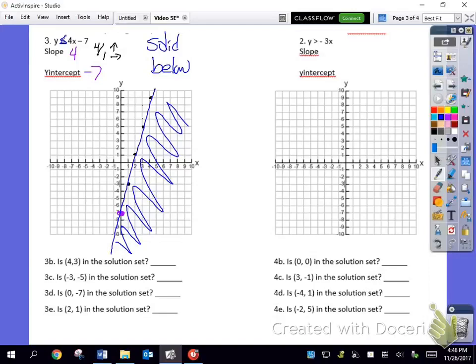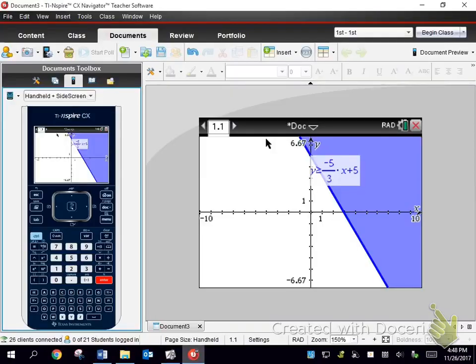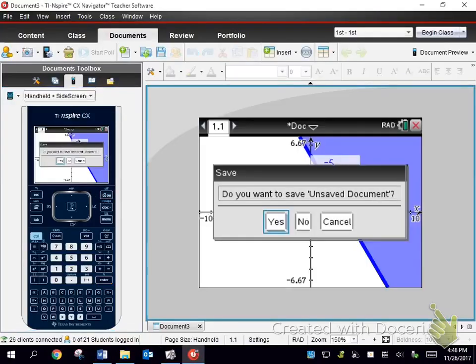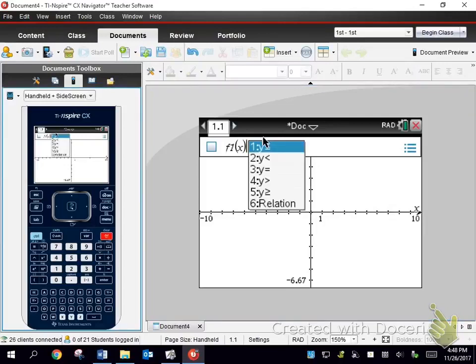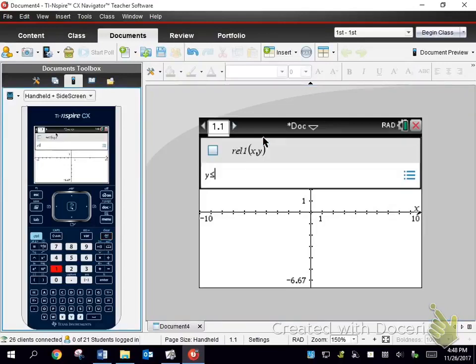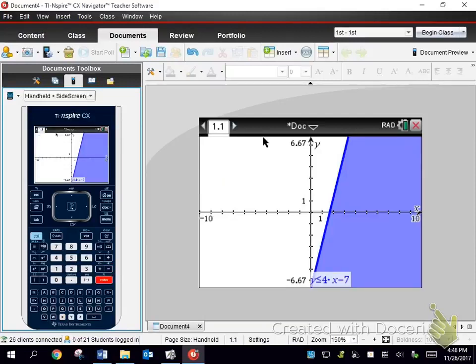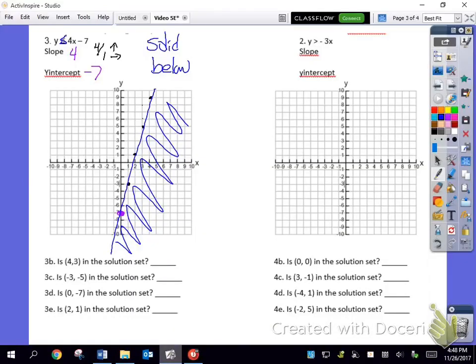Now, I would always check it. You have a graphing calculator. There's nothing wrong with checking that on your graph. Now, on this one, it says, remember, do the delete, and it's less than or equal to, so that would be number 1. So I had that less than or equal to, and you got 4x minus 7, and then enter. And that's what it looks like, so I shaded it correctly.